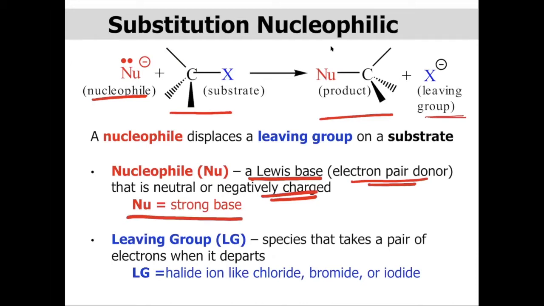The leaving group, on the other hand, needs to leave, so it needs to be stable on its own. It is a species that takes that pair of electrons from the alkyl halide and leaves. Very good leaving groups are the halogens, like chlorine, bromine, and iodine.